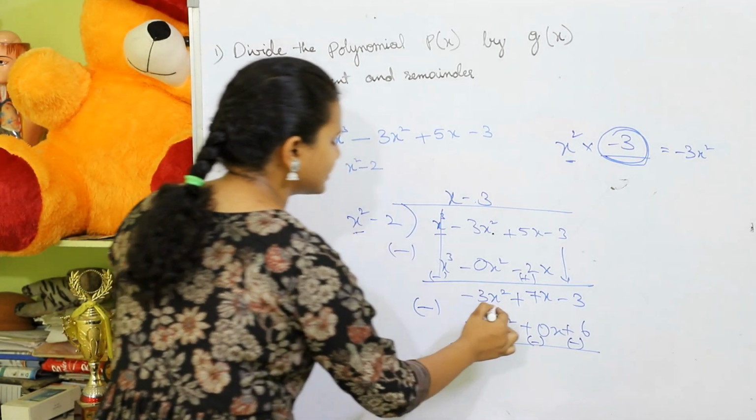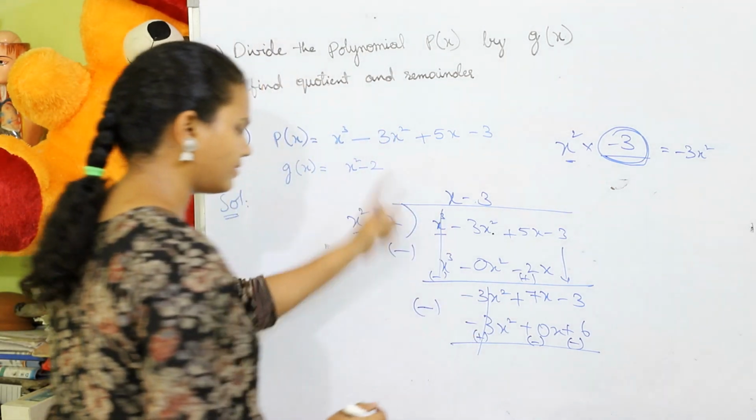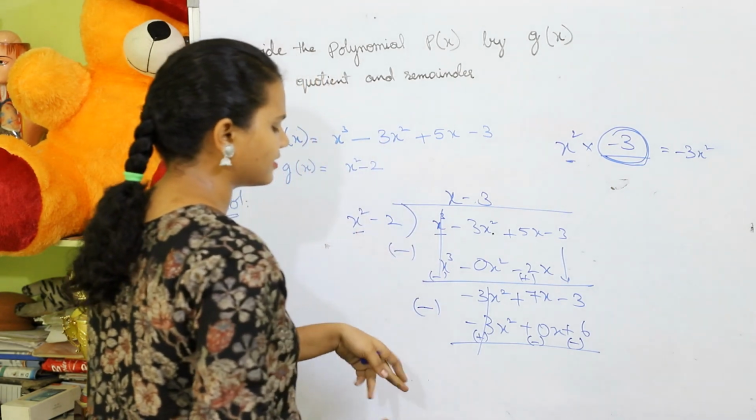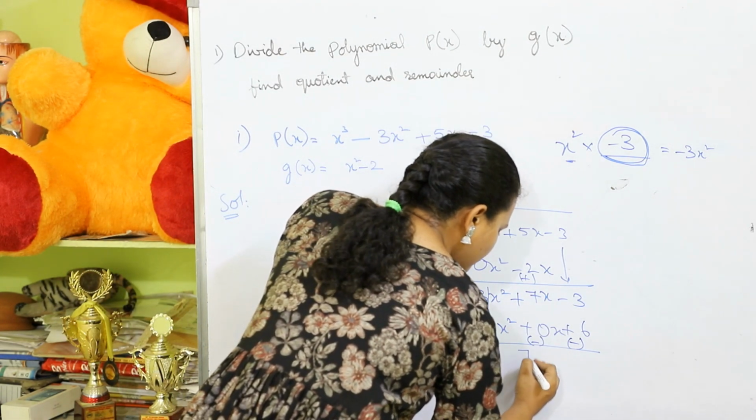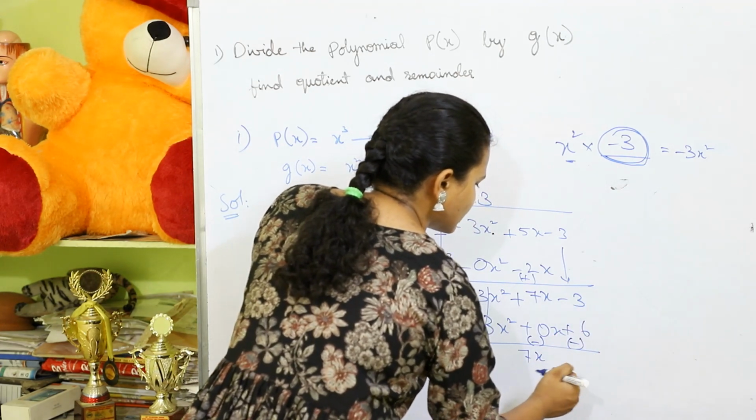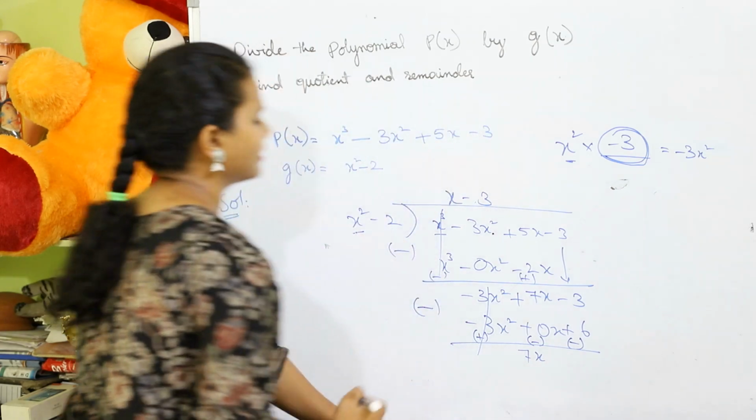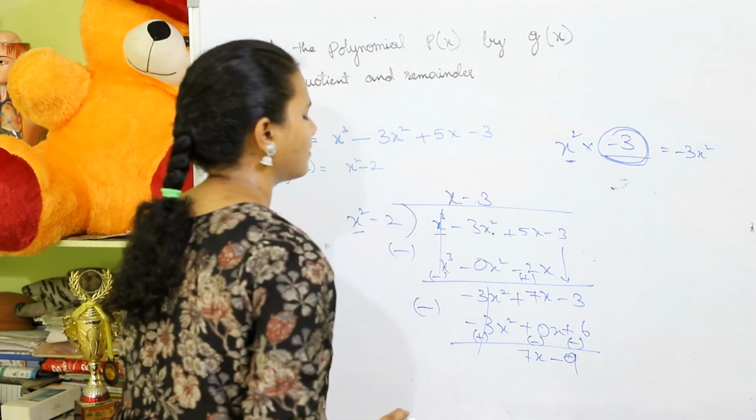Now here you have minus 3x square plus 3x square, which gets cancelled. Okay, done with the first term. We cancelled the first term. Now here you have plus 7x, so you write down plus 7x as it is. And you have minus 3 minus 6, 6 plus 6 minus 3 minus 6. This gives minus 9. Okay, this gives what? Minus 9.